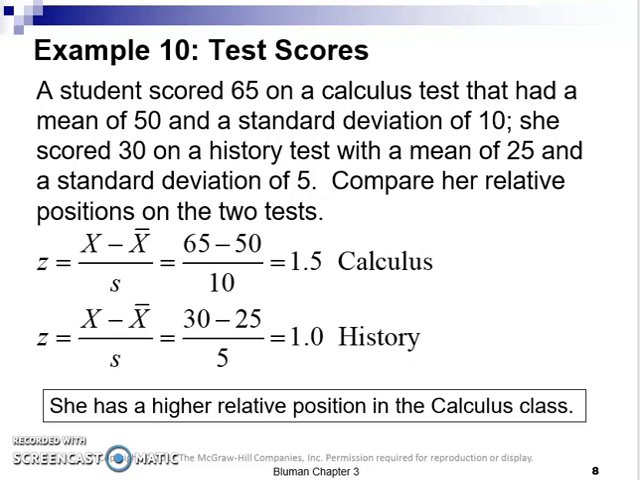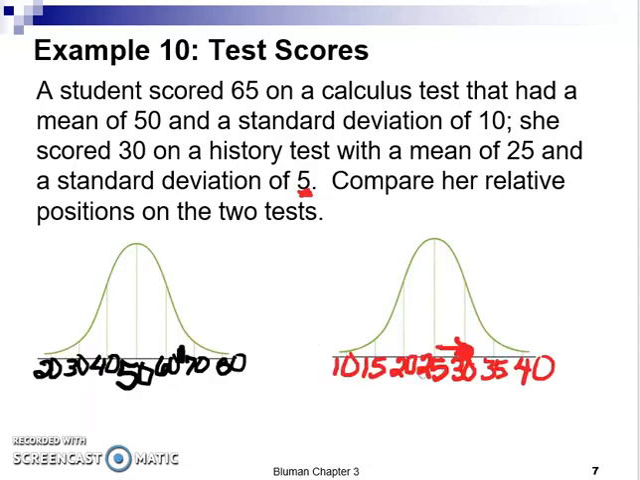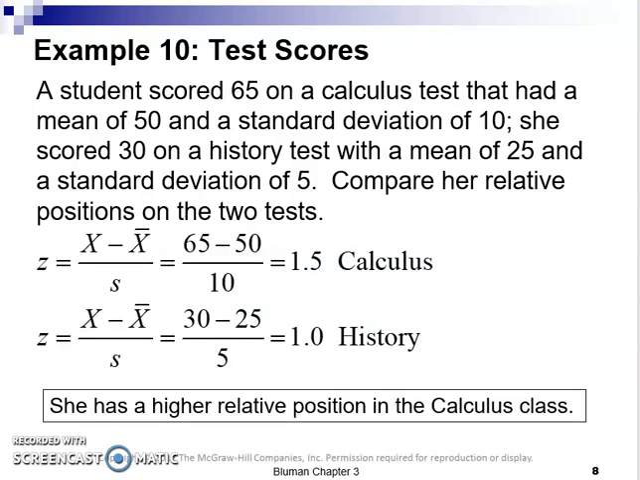That's a positive. And her history score was a 30. We subtract the mean of 25 and divide by the standard deviation of 5, and that puts her at a 1.0 in history. So her position in the calculus class is higher. Now, if we go back to that slide we just had a moment ago, notice that is what that looks like. 60 is at 1, 65 is at 1.5, and here the 30 is at 1. But we did the calculation with the equation for the z-score.